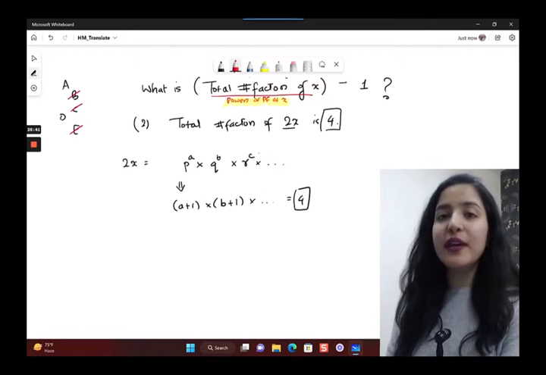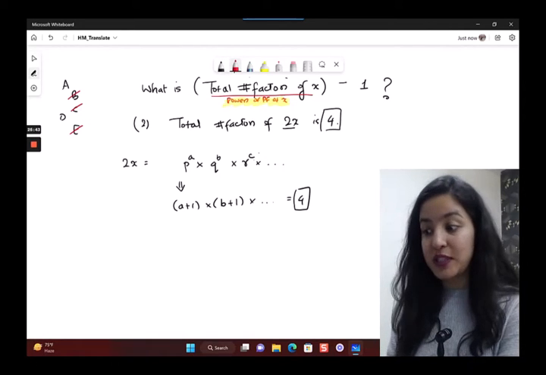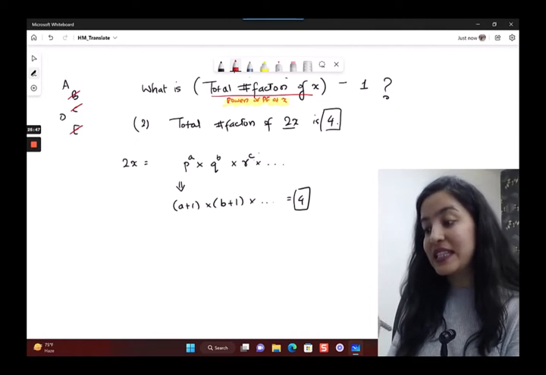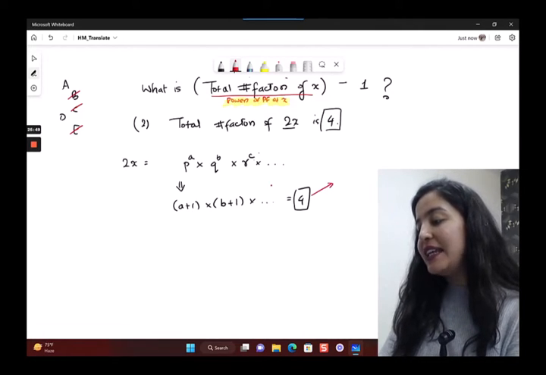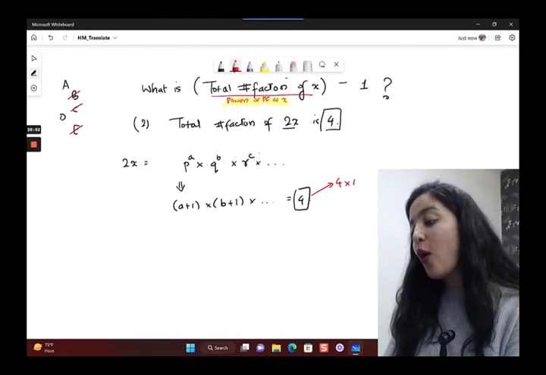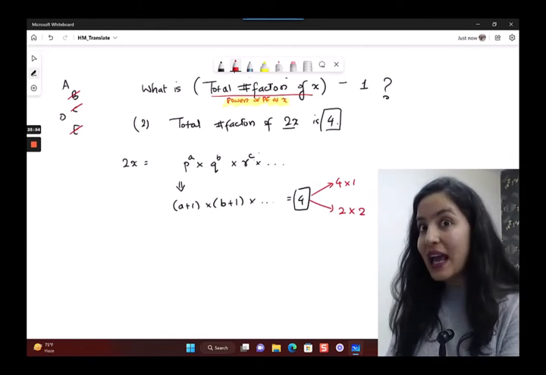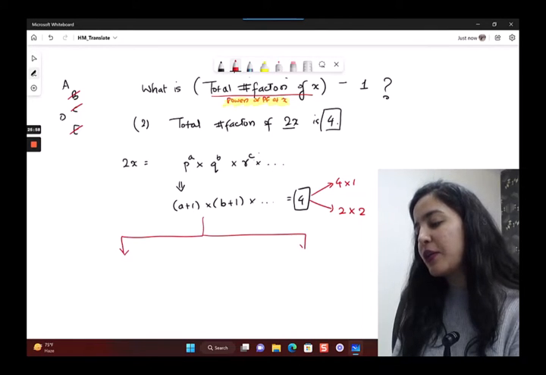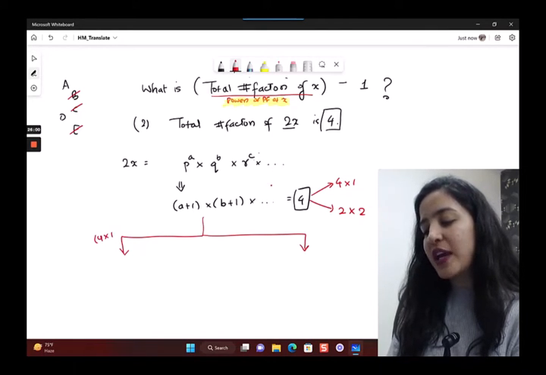Now, how can you express 4 as a product of numbers? Because that's what the left side is doing. 4 can be written in 2 ways. This is where it gets interesting. It's either 4 times 1 or it's 2 times 2. And I have to think about both of those cases. So first, let me think about the 4 times 1 case. I'm just writing it here.